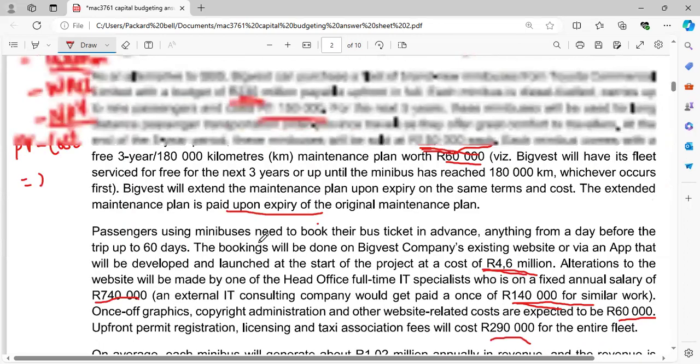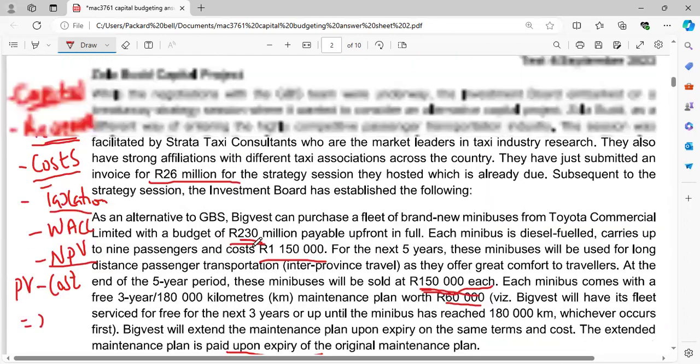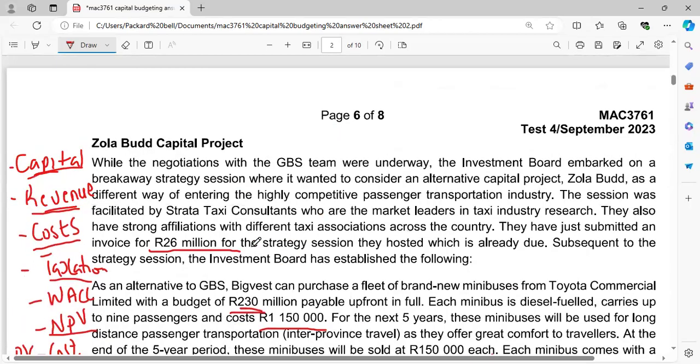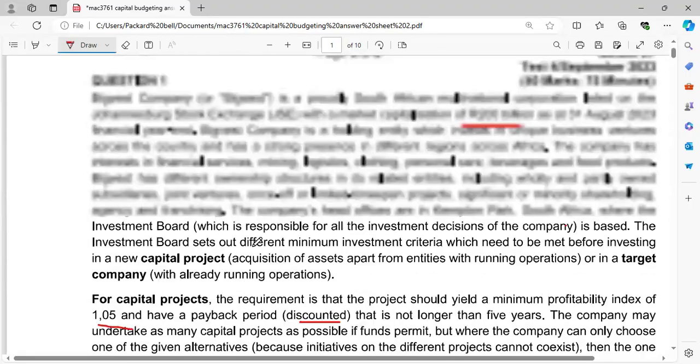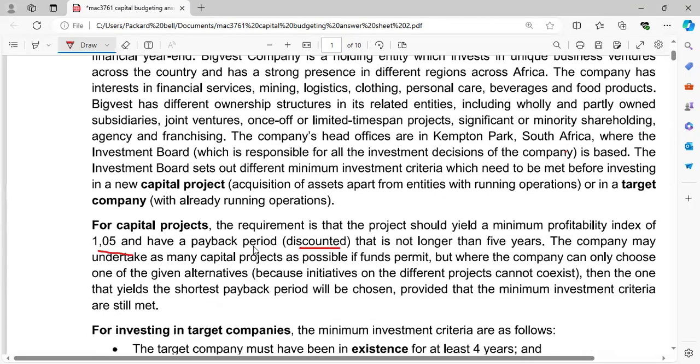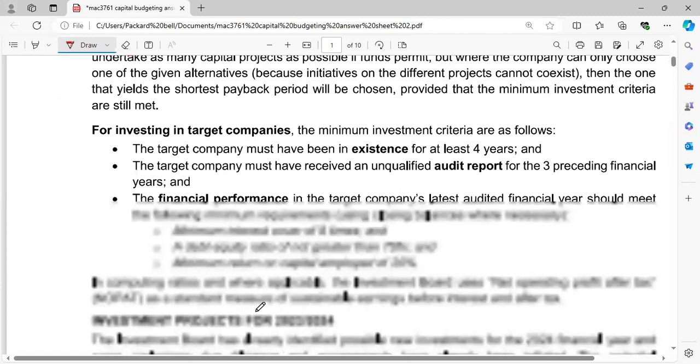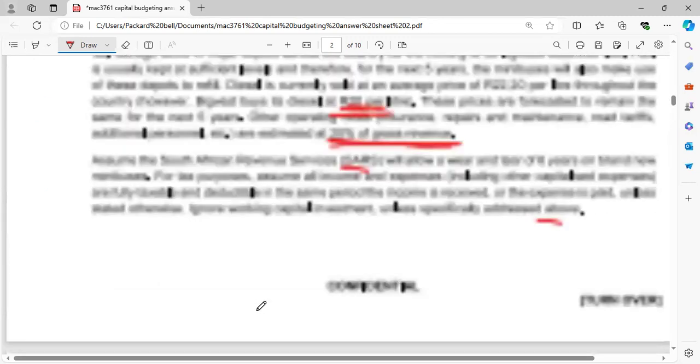So which means we cannot rely on the net present value only. We should also use the minimum investment criteria for all the projects. Here they say for capital projects, the requirement is that the project should yield a minimum profitability index of 1.05 and have a payback period that is discounted, that is not longer than 5 years. So these are some of the criteria that we should use.